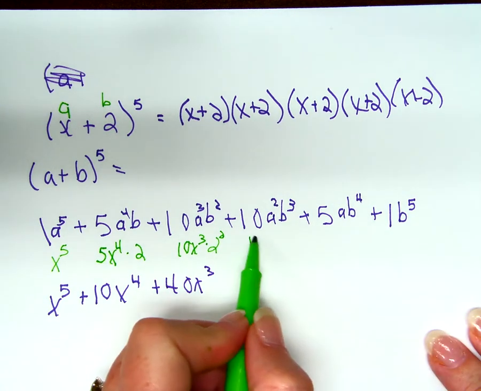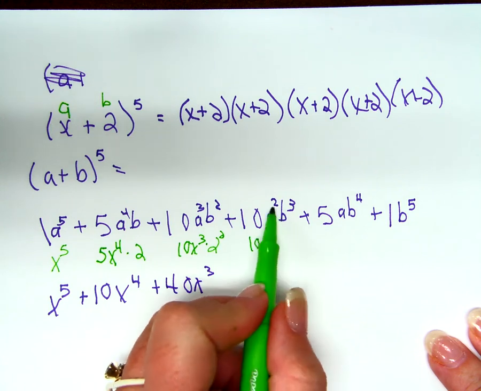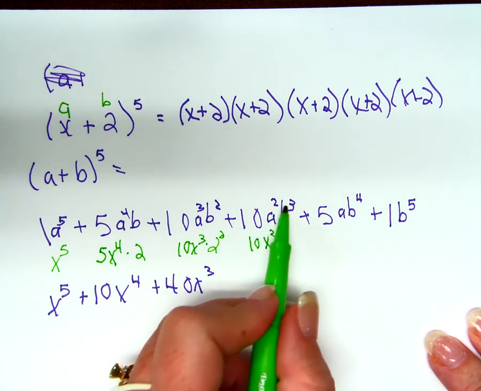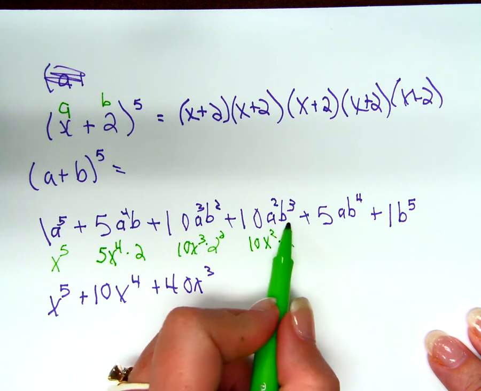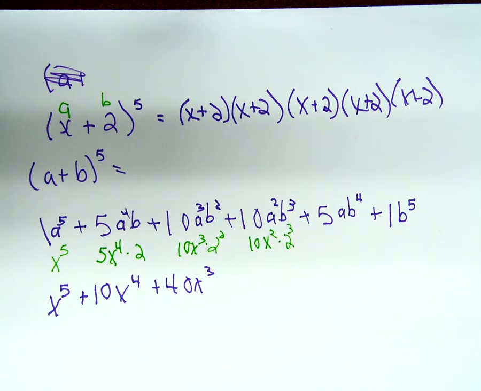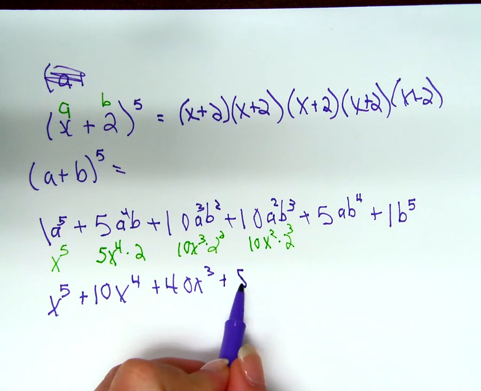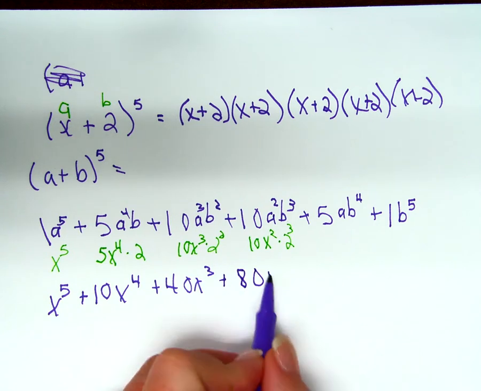Next term, 10 times a to the second, so x to the second, times b to the third, so 2 to the third. What is 2 to the third? Please don't say 6. Thank you for saying 8. Good job. What is 8 times 10? 80 x squared.